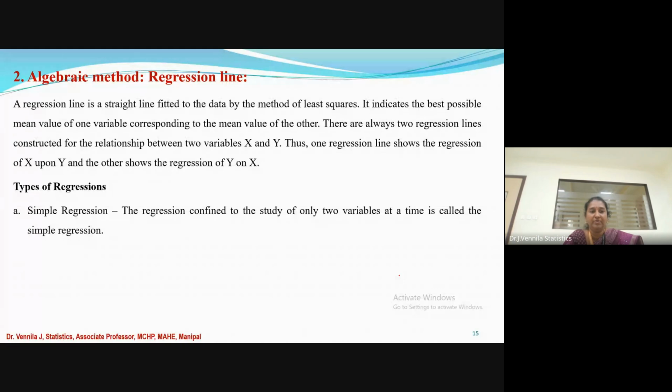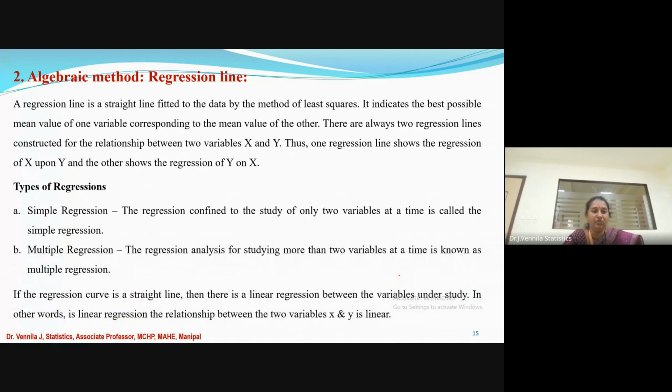Before going to that, we want to study the types of regression. We have two types of regression: one is simple regression and the other is multiple regression. I hope you remember simple correlation and multiple correlation, right? The same concept applies here also. In simple regression, there is only one independent variable and only one dependent variable.